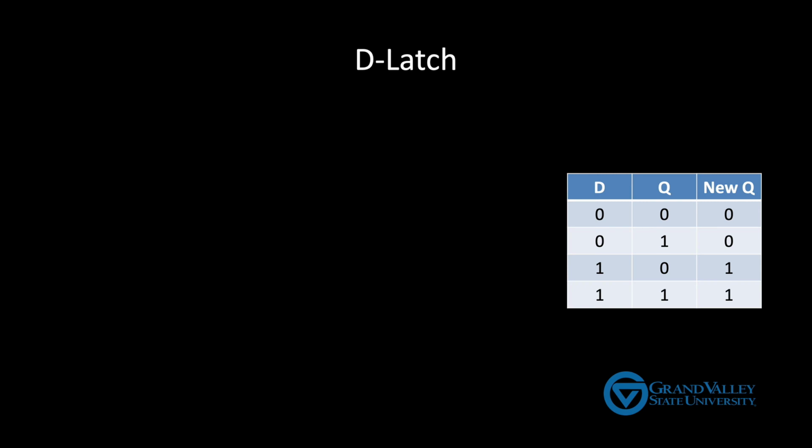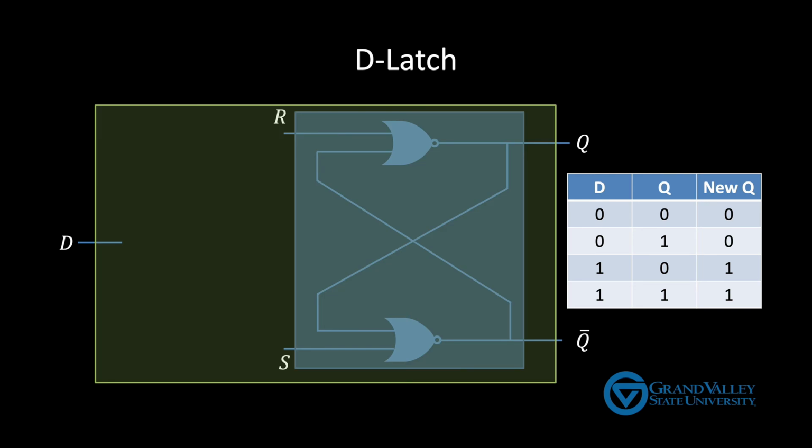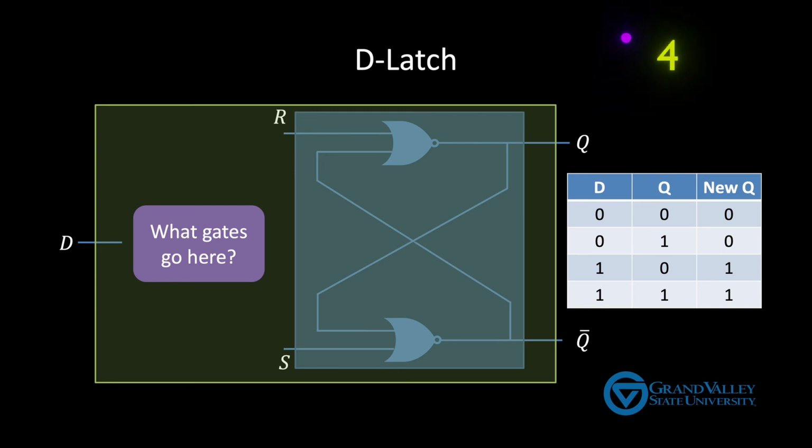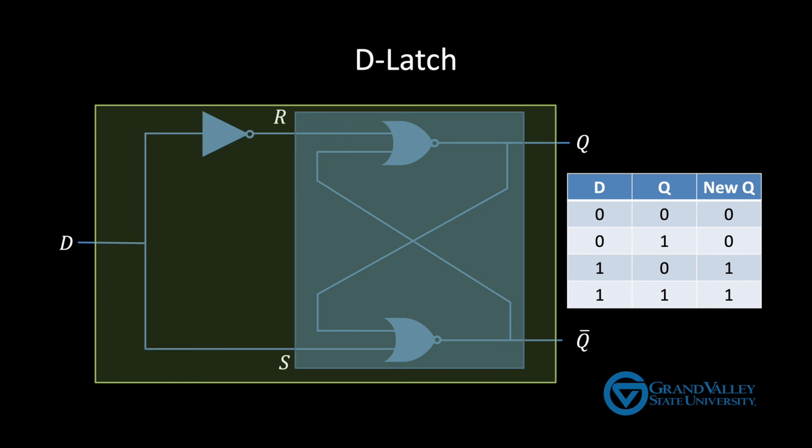You can build one by simply adding a few gates in front of an SR-latch. Pause the video and see if you can figure out what gates go here to turn the SR-latch into a D-latch. Turns out all we need to do is put a NOT gate in front of the R input. That way, when D is 1, R is 0 and S is 1, which sets the inner SR-latch. And when D is 0, R is 1 and S is 0, which resets the latch. Again, in this picture, there's no concept of hold, but we'll fix that when we discuss clocks in the next video.